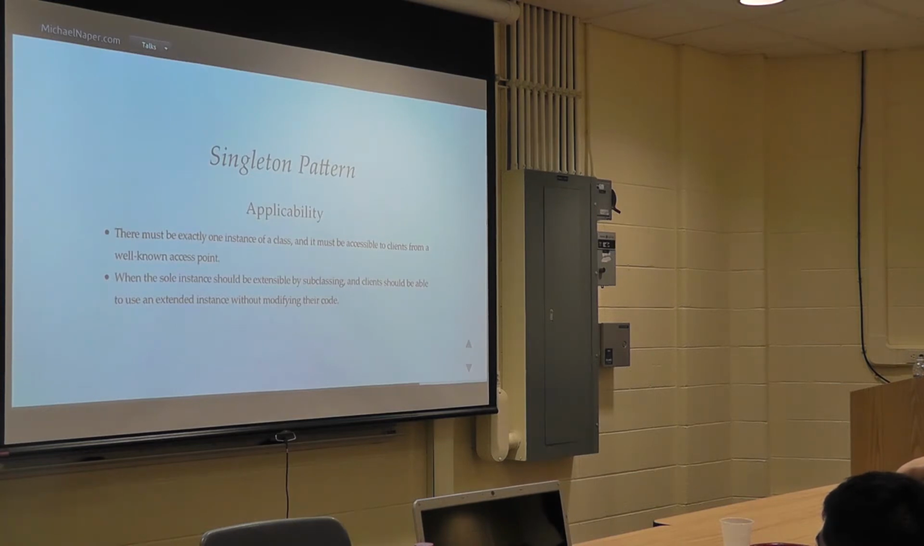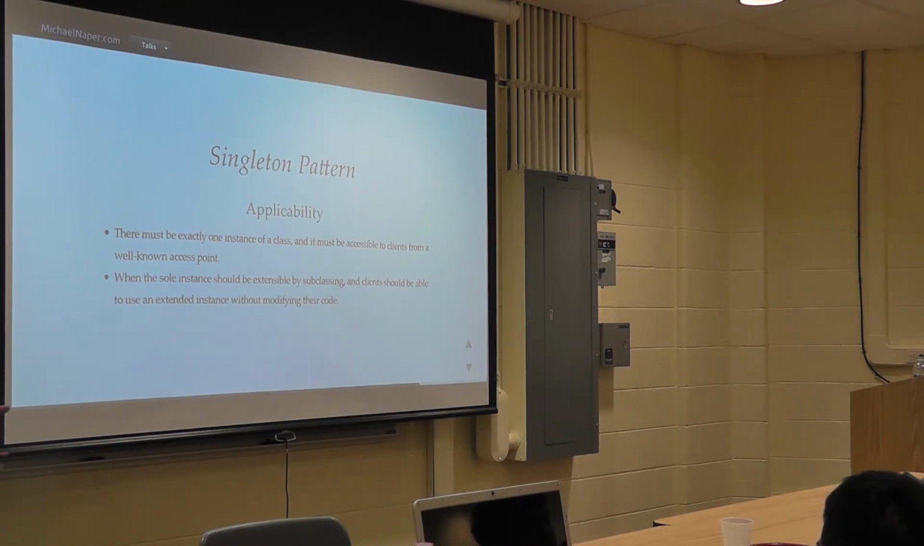Okay, applicability. There must be exactly one instance of a class. If you find yourself running into that sort of scenario, this is probably a pattern for you. And it must be accessible to clients from a well-known access point. Every client knows they can just go to that class and call its getInstance method. It's pretty standard.